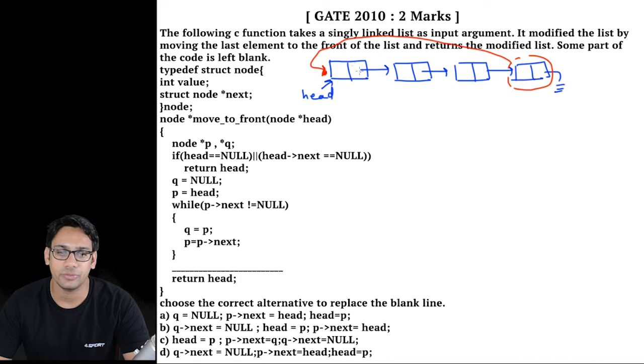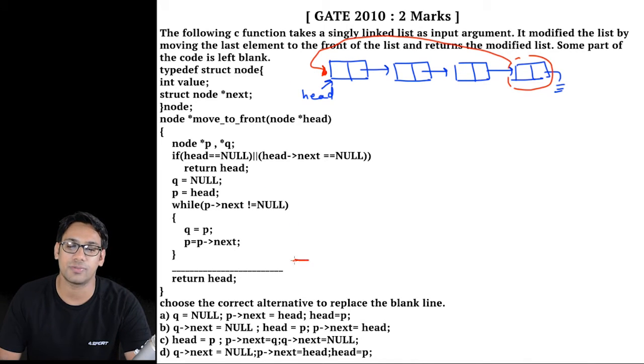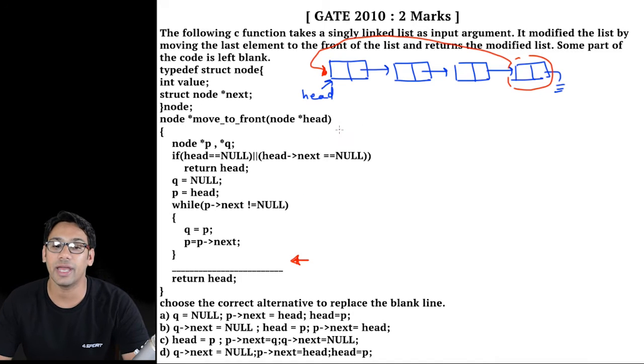Okay, now, and they are saying some part of the code is left blank. That means there's some part here, if you can see, this part is left blank, and then you have to fill out this blank, and they have given some options. So the best way to solve this question is not to look at the options, just try to solve this question. What will you do if you want to move this node to the front of the linked list, right? And in that way you will find out what is the correct option. Okay, so now let us try to solve this.